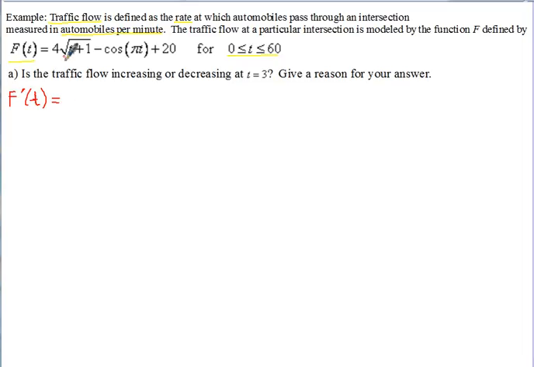So this 4t plus 1, that's like 4t plus 1 to the 1/2. So when you take the derivative, that'd be 1/2 times 4 is 2, and then t plus 1 to the negative 1/2. Technically we use the chain rule here, but the derivative inside, 4t plus 1, is just 4.